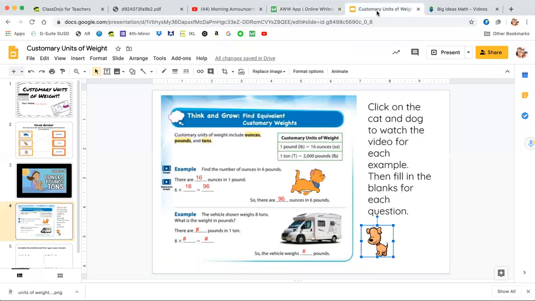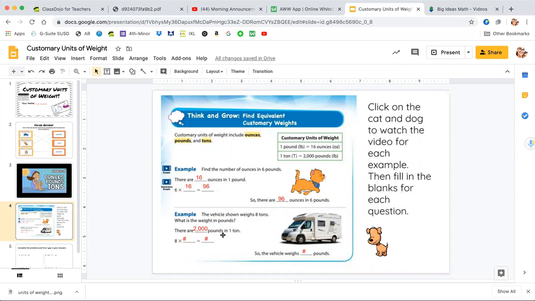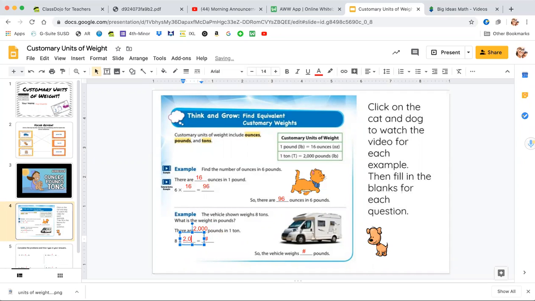So if we go back to our customary units of weight, we can say, okay, I'm going to type in, there are 2,000 pounds in 1 ton. Just move that over so it fits in that little space. It's not going to be perfect. Maybe make it smaller if I need to and readjust. So there are 2,000 pounds in 1 ton. So we multiplied 8 times 2,000, and we got our final answer of 16,000 pounds.